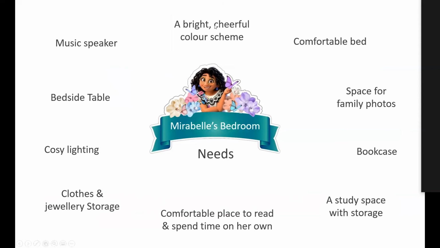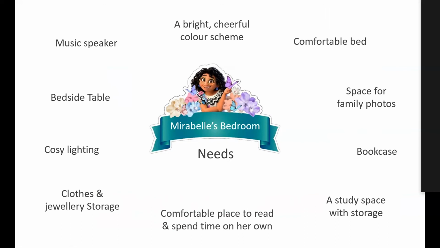I would imagine she'd like a bright and colourful scheme, a comfortable bed like we all do. I think space for family photos would be important, bookcase, so she's got plenty of storage for her books. She's 15 years old, so she's going to need a space to study with some storage, and also probably a comfortable place to read and spend time on her own, because she's from a pretty big family, so she might like a little sanctuary to escape to. Clothes and jewellery storage, and some cosy lighting as well, whether it's LED candles or some kind of cool cosy lighting, a bedside table and a music speaker as well.